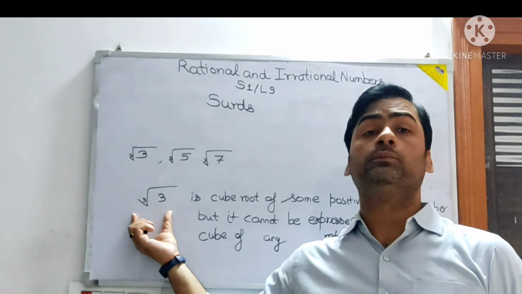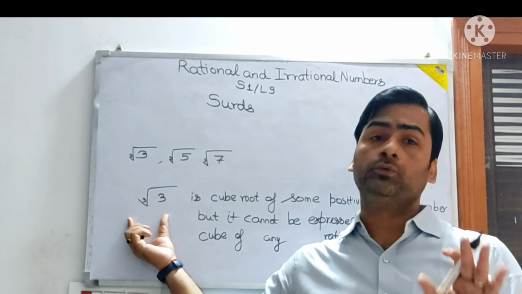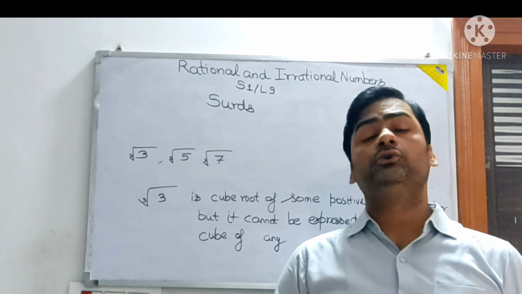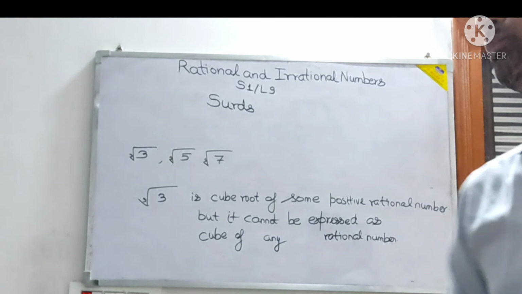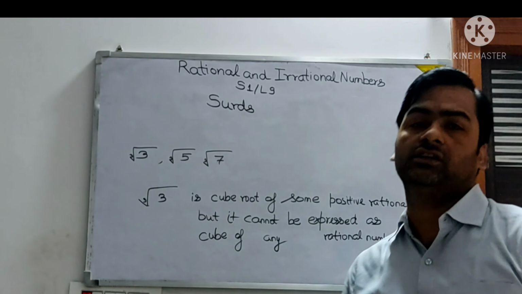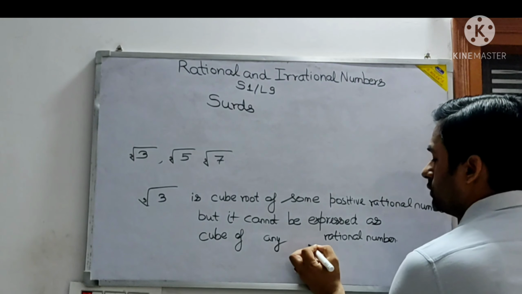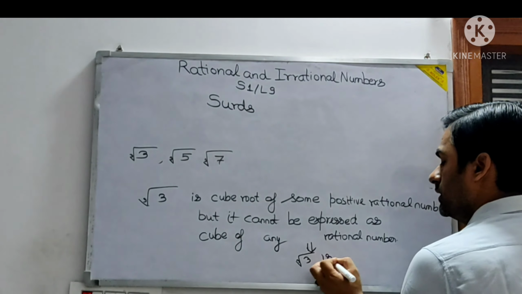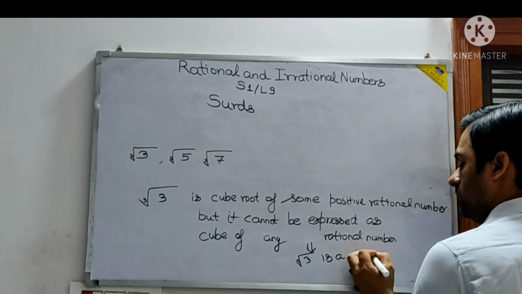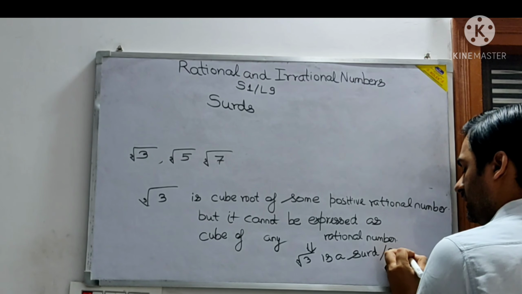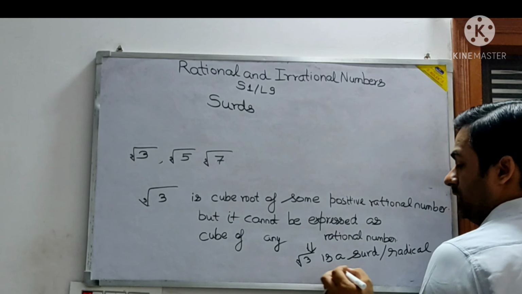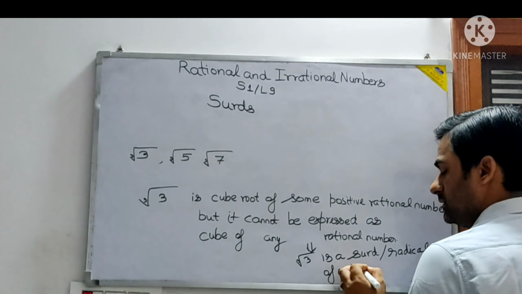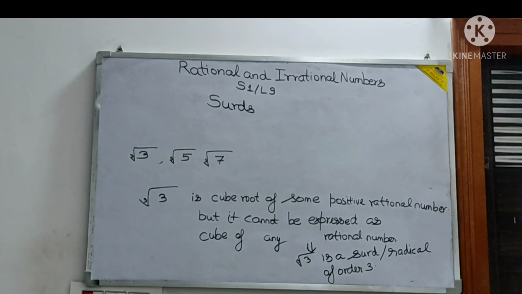So cube root of 3 is the cube root of some number. You will get some value of cube root there. But this cube root of 3 you cannot express as a perfect cube, or as cube of any rational number. So this implies that cube root of 3 is also called as a surd or radical. And see here 3 is written here, so which order? Of order 3. Is it clear to all?